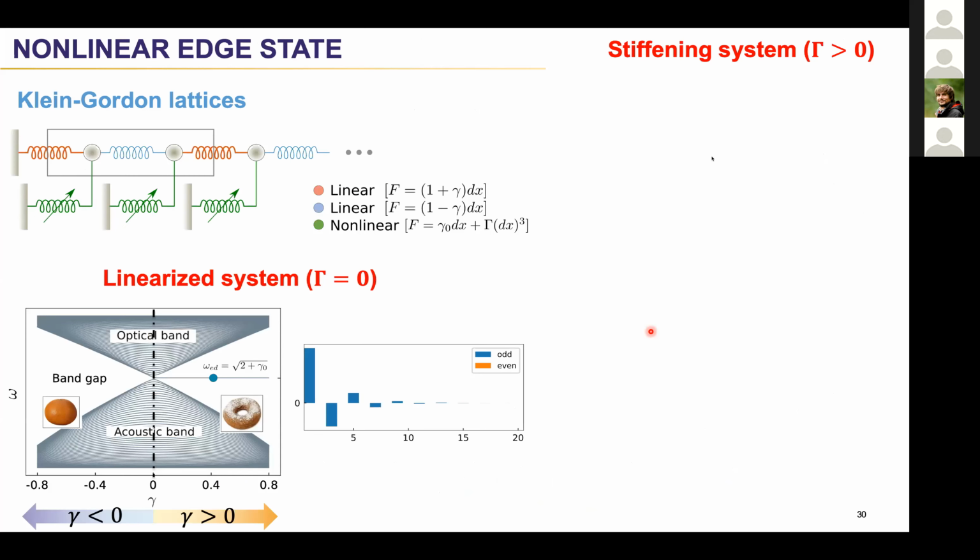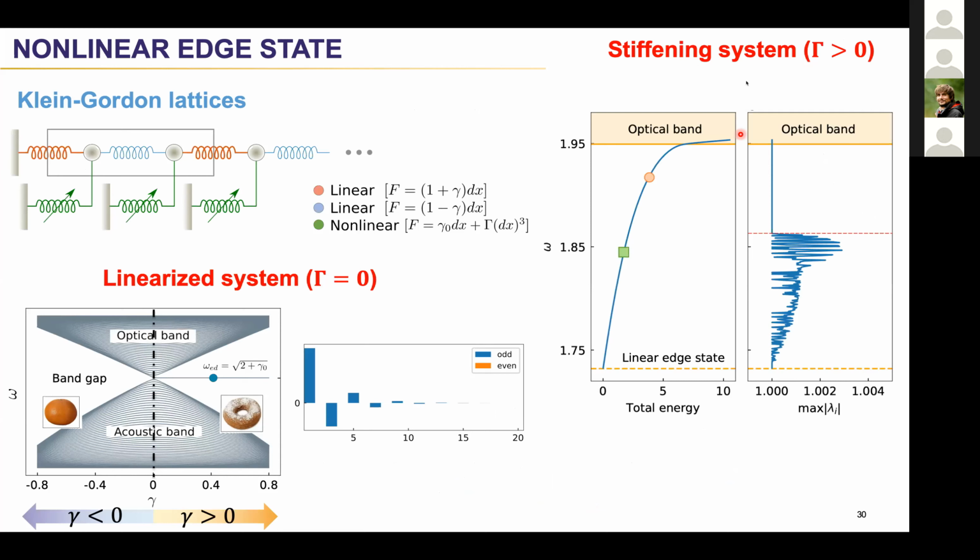So now we take the similar system and take a stiffening nonlinearity, where we just change the sign of capital gamma. Okay, so what do we expect? We expect that the solution's frequency will increase. So this solution frequency will increase and go to the optical band, and this is what we see here.